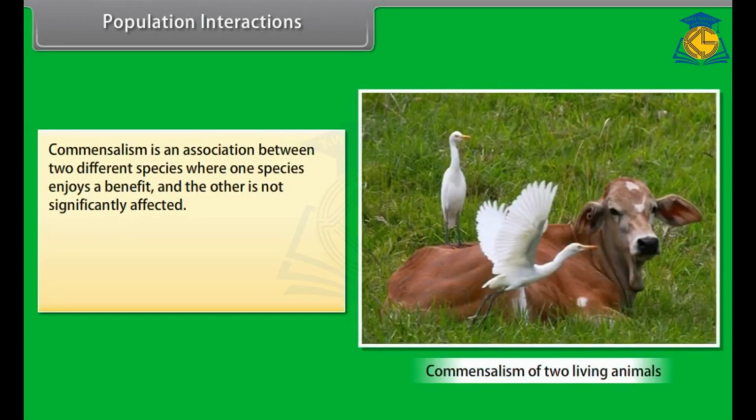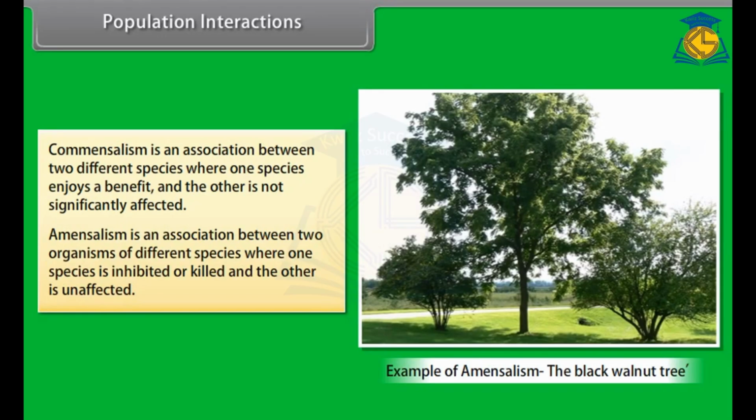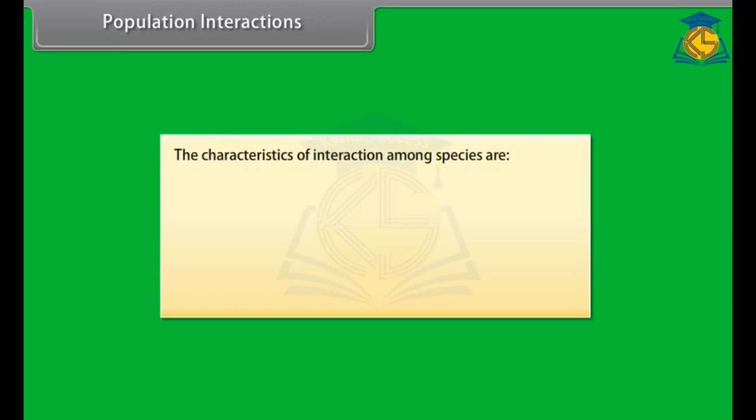Commensalism is an association between two different species where one species enjoys a benefit and the other is not significantly affected. Amensalism is an association between two organisms of different species where one species is inhibited or killed and the other is unaffected. The characteristics of interaction among species are predation, competition, parasitism, commensalism, mutualism.